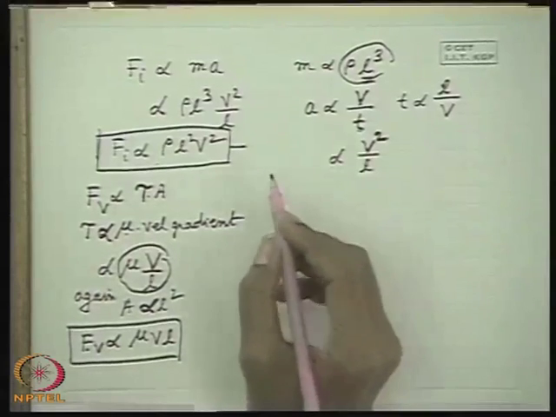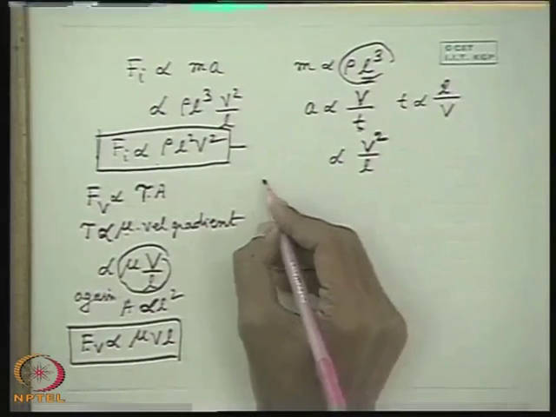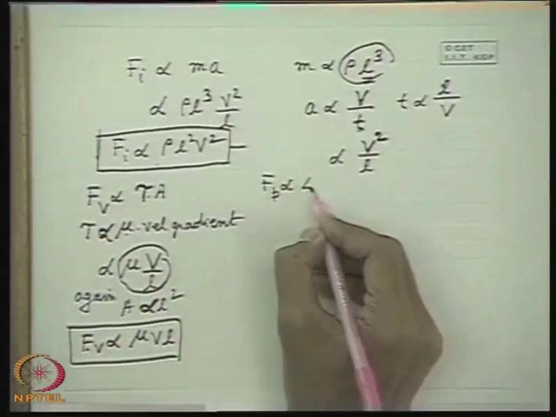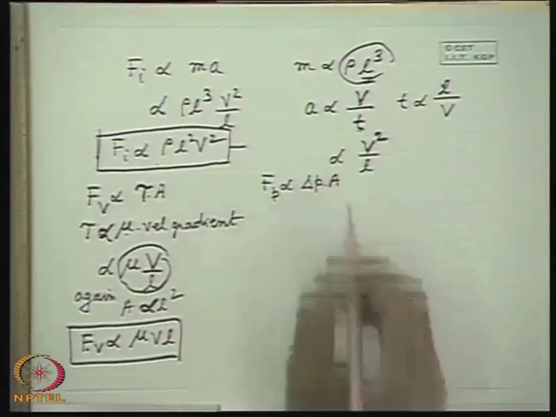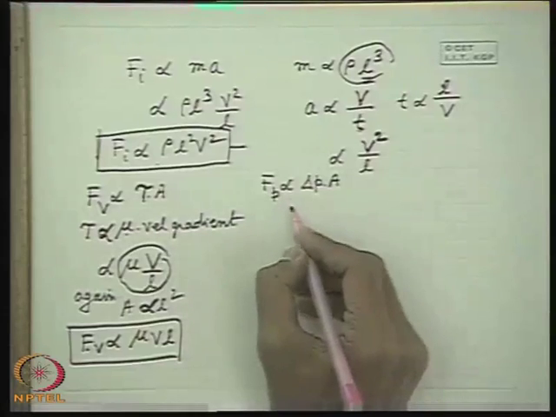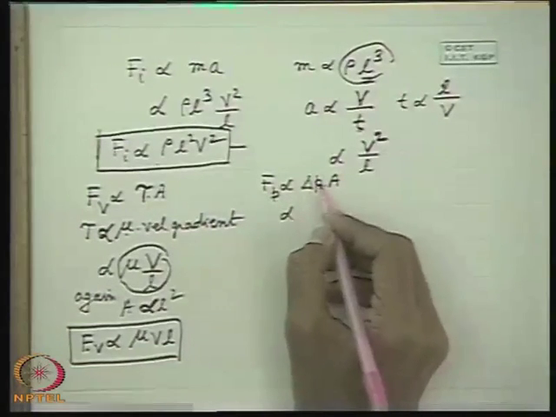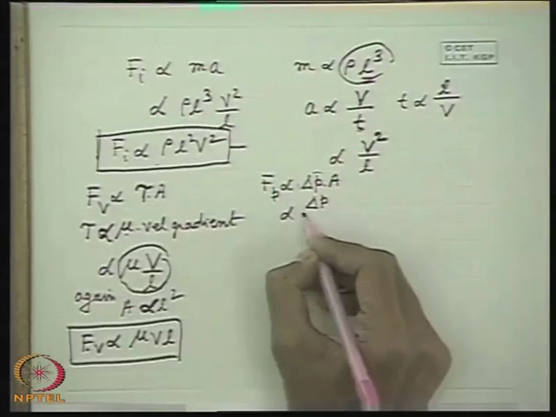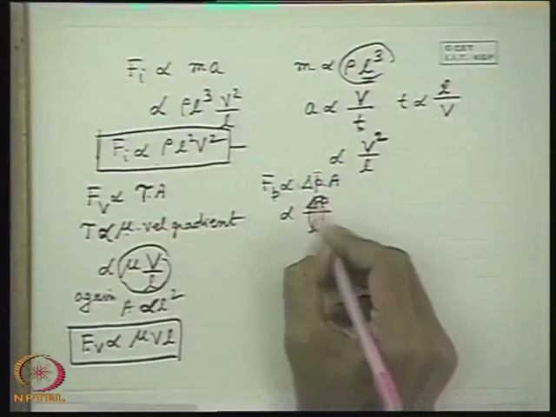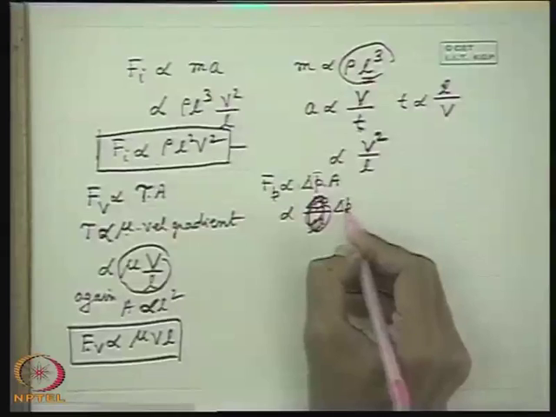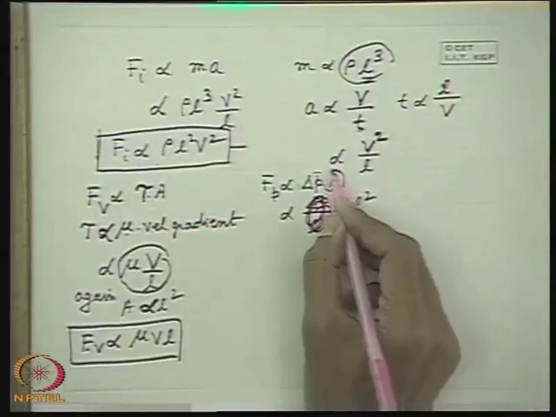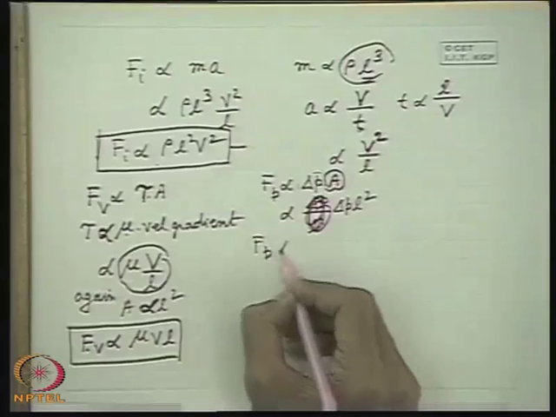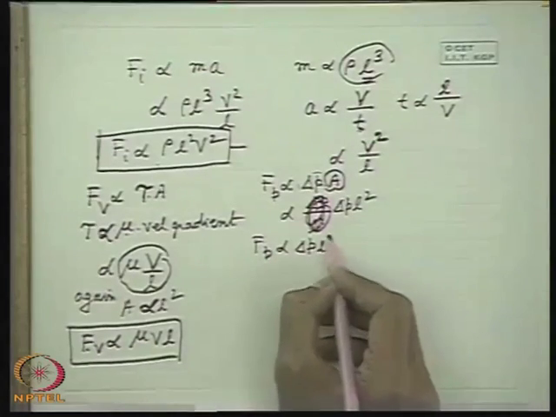Let us find out other forces, gravity forces, pressure forces. Pressure force, how do you define the pressure force? It is the change in pressure into area, that is the pressure force. Because we want pressure as a parameter, so don't change it. So pressure force is proportional to delta P into L square, because area is proportional to square of the characteristic length. So pressure force is proportional to delta P into L square.